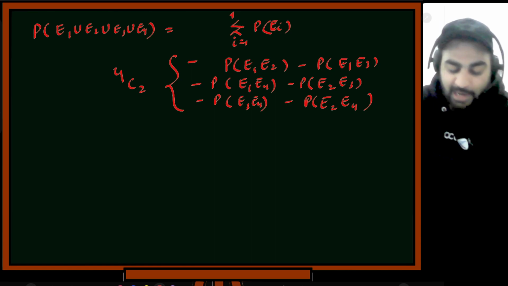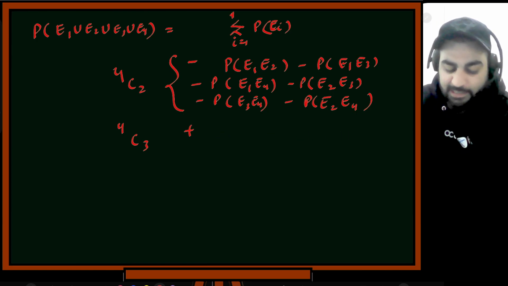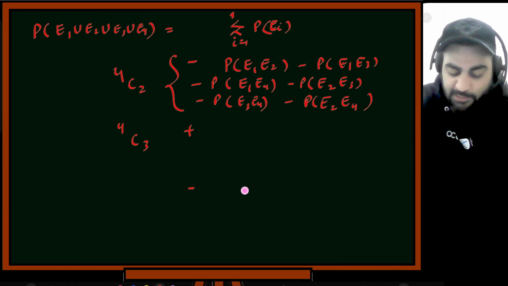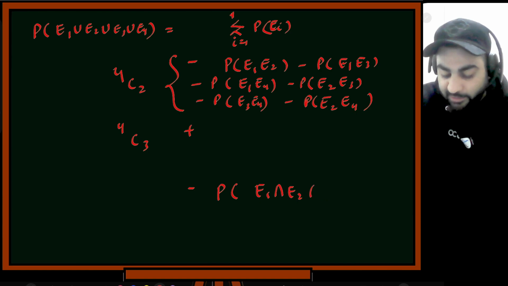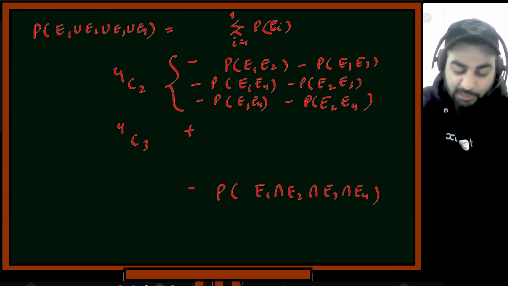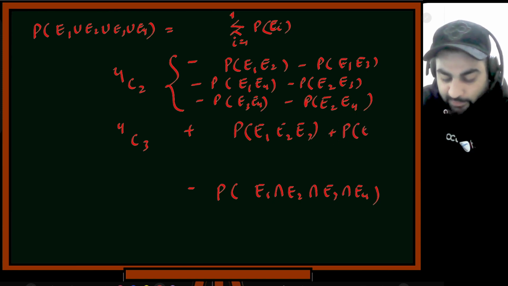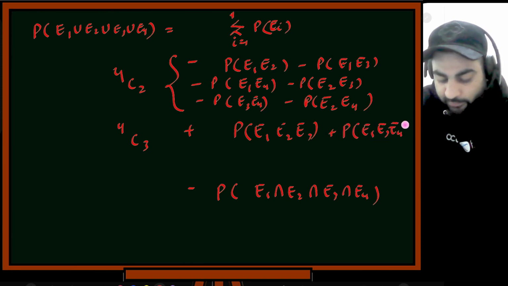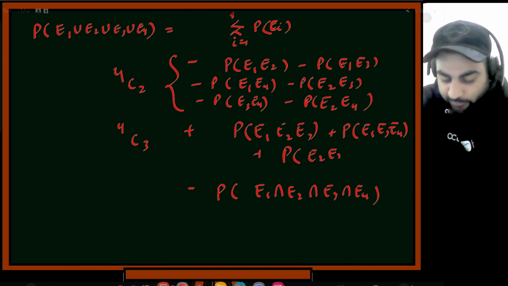Okay, now I'll add 3 terms, so this should be 4C3. These many terms will be there. Then at the end I'll again subtract the last one, that is probability of E1 intersection E2 intersection E3 intersection E4. So how to count this? There will be 3 terms now: E1, E2, E3, plus probability of E1, E3, E4, and what is the last term? Probability of E2, E3, E4.